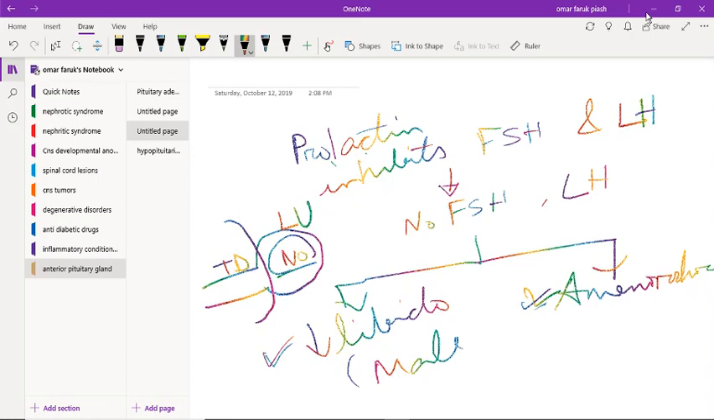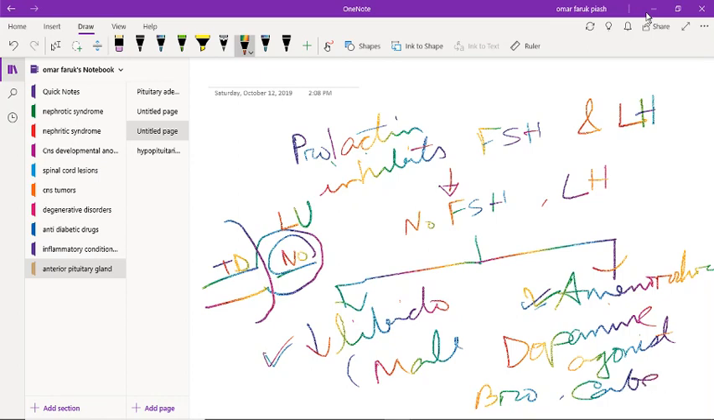How can you treat this patient? By giving a dopamine agonist like bromocriptine or cabergoline, which will suppress prolactin production and also shrink the tumor. Dopamine agonists: bromocriptine and cabergoline.